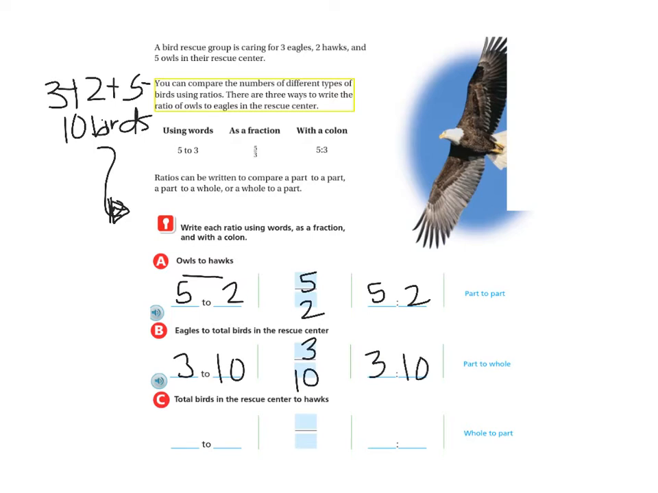And then finally, we have total birds in the rescue center to the number of hawks there are. So the first number is the total birds, which is 10. And the number of hawks is 2. So this is a part to whole ratio. Sorry, a whole to part. Because we started with the whole number first, the whole number of birds, we ended with the part. So those are the 3 different ways to write a ratio. Using words, as a fraction, and with a colon.